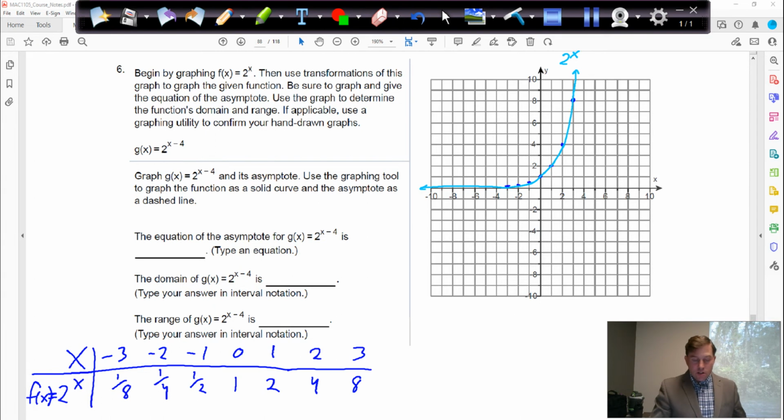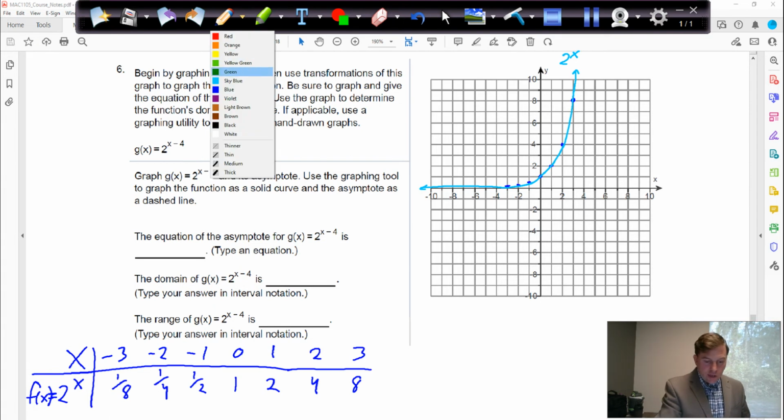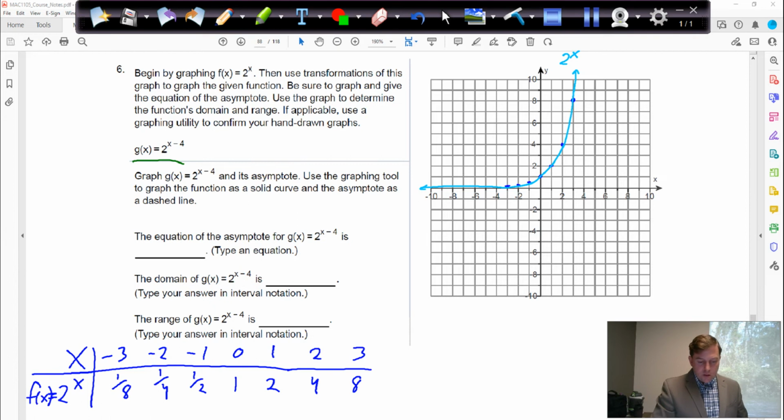Now with transformations, we can quickly do g of x. So let's do that in green. So if I have negative 4, that is going to shift this 4 to the right.